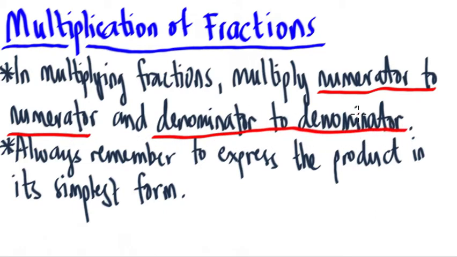So simple as that. You just need to not forget your arithmetic and multiplication and such. And always remember to express the product, the result, in the simplest form, that is also in the lowest terms. Again, don't forget to express the product in simplest form. And then how do we do that? Numerator to numerator, denominator to denominator.